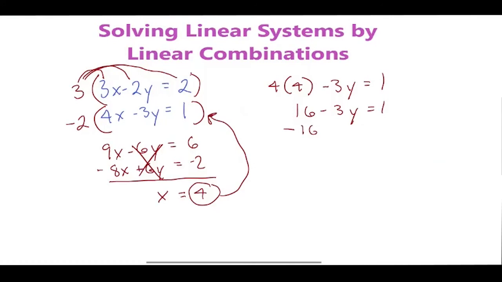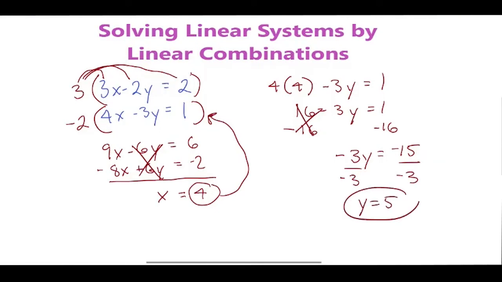I subtract 16 on both sides of the equation. That 16 cancels. I'm left with negative 3y equals negative 15. I divide both sides by negative 3, and y equals 5. So my ordered pair that is a solution is (4, 5). Same answer we got last time. But I wanted to show you that you could do this by canceling either x's or y's.